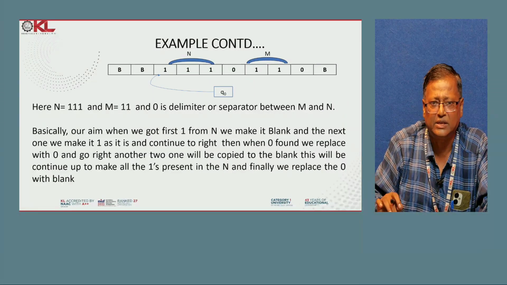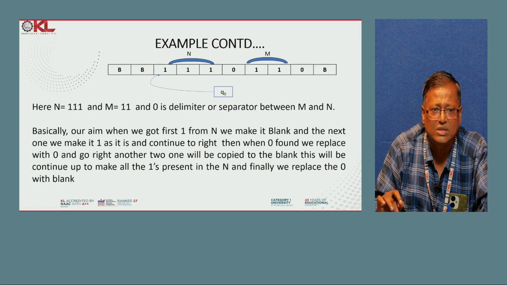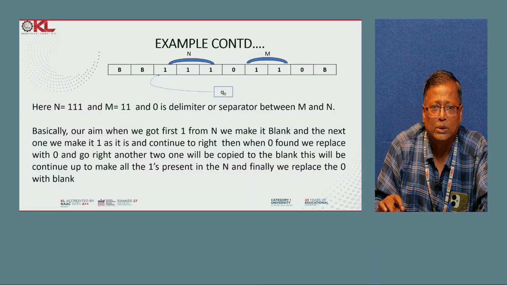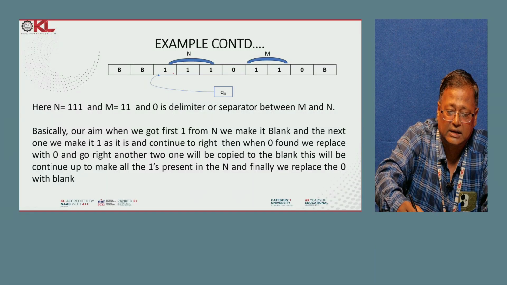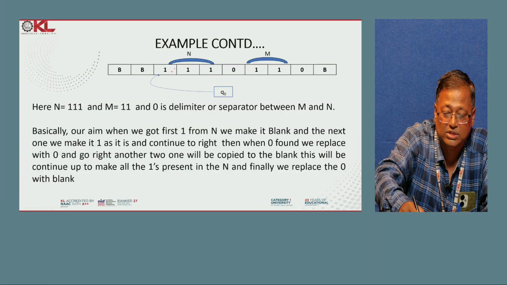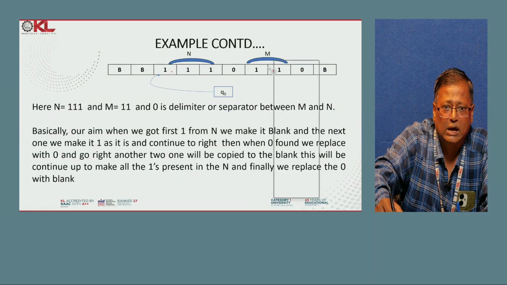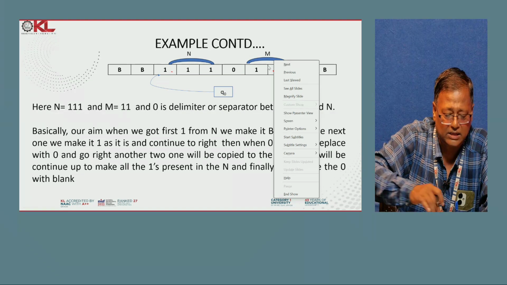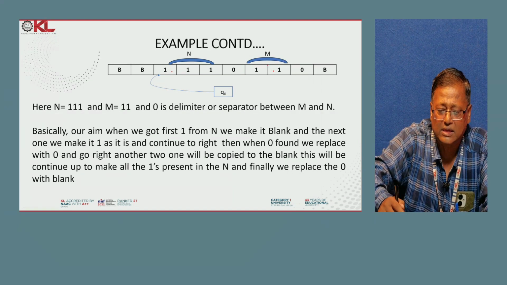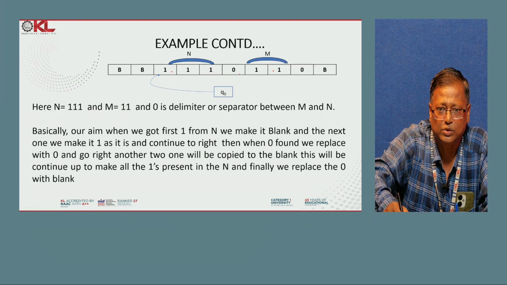This step is explained here. Here n is 3 and m is 2. In this Turing machine it is explained that n is 3 and m is equal to 2, and n and m are separated by a 0.